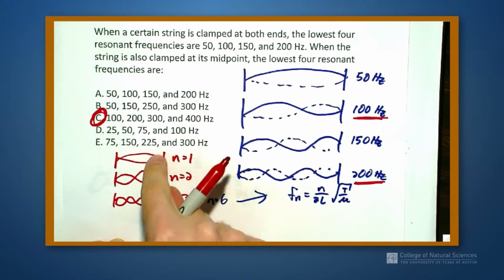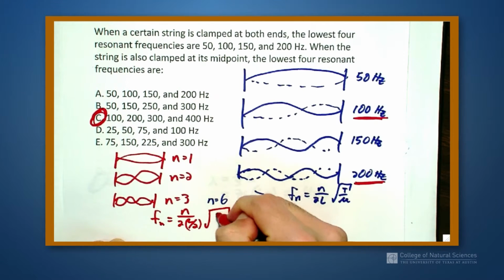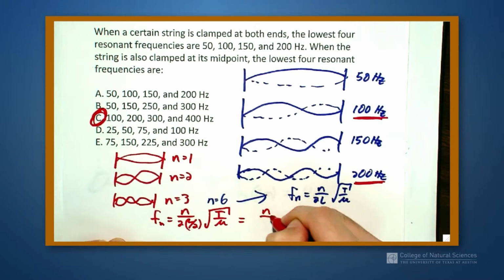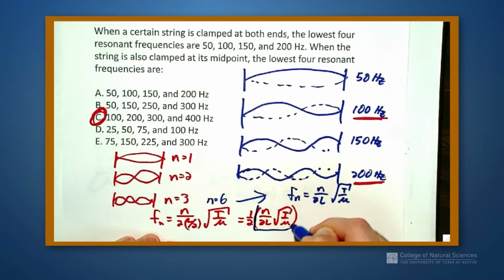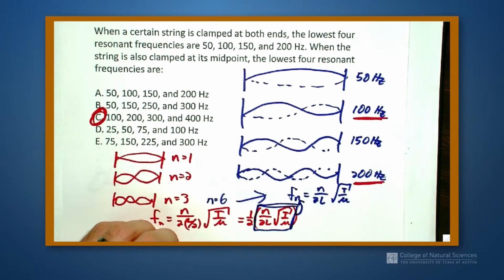So the frequency that we get over here is n over 2, L over 2, because we substitute in our length being half the length, which is equal to n over 2L, square root of T over mu, and we have a 1/2 out in front. And if we notice something, we'll notice that this piece right here is equal to f of n. And I actually made a mistake.